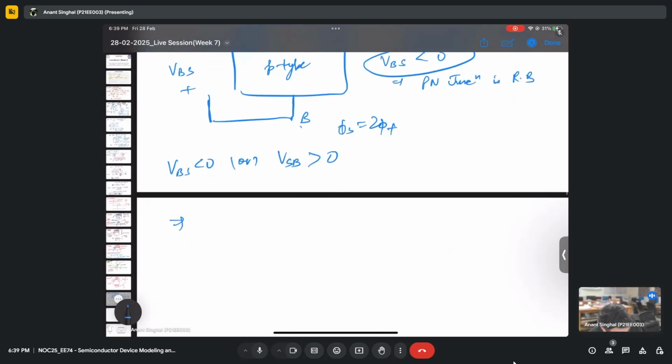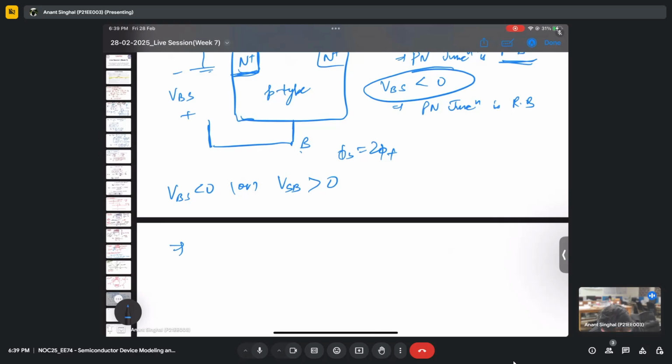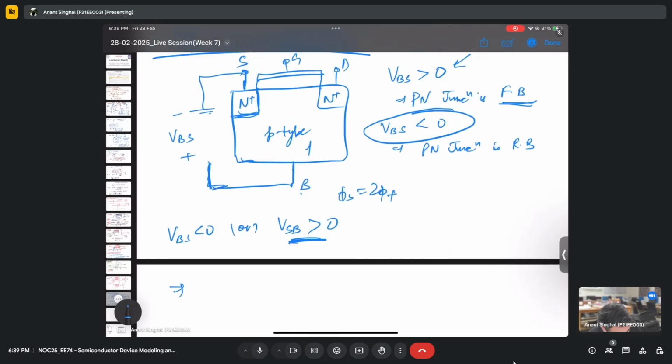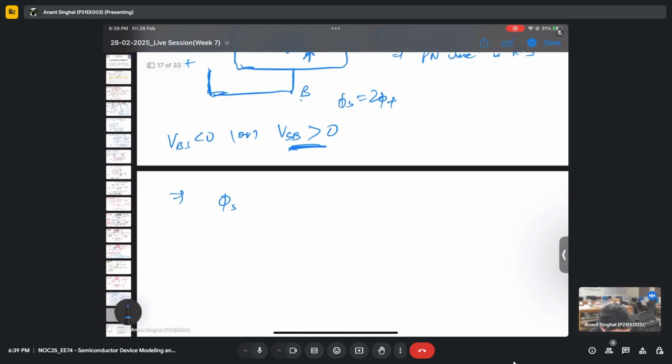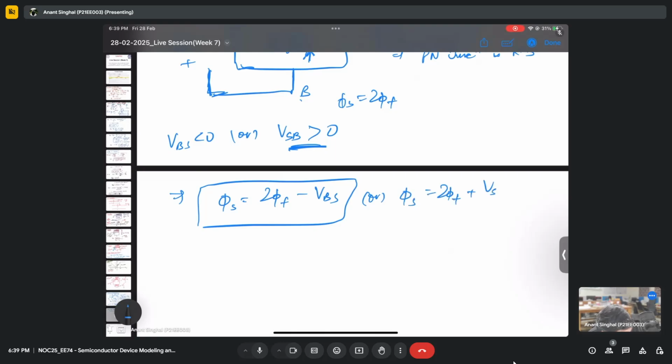Now to get inversion, if there is some positive voltage here, we need to apply more. If we are doing the reverse biasing, we need to apply some more voltage at the body to get the inversion back. So this phi S will be nothing but 2 phi F. Since I have written VBS only, let me write VBS for easier understanding: phi S is nothing but 2 phi F minus VBS, or 2 phi F plus VSB. This extra voltage will be required at the body terminal to achieve the inversion that we were getting in the earlier case at 2 phi F.